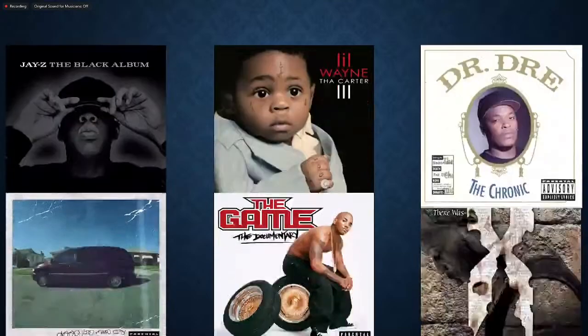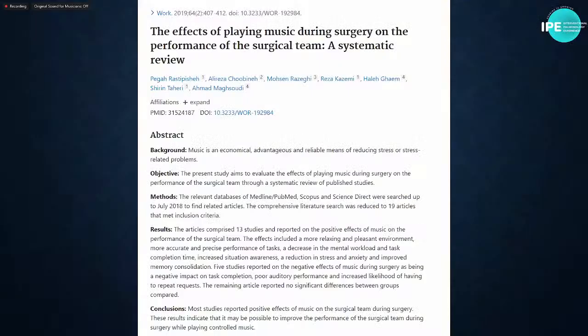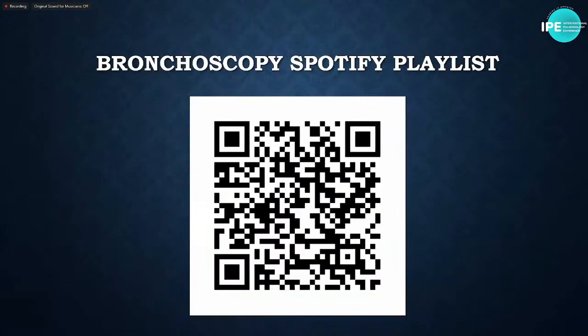And if someone asks me, what would you recommend? These are the 6 albums that I would tell you. If you want to start with bronchoscopy, download them, play them in the bronchoscopy. It'll help you concentrate better. And if you don't believe me, once you see this study and hear this song, of course, you're in the mood to do the bronchoscopy. And if you don't have a list, here's mine. You can take a photo of it. This is a Spotify playlist that I always curate with different songs.